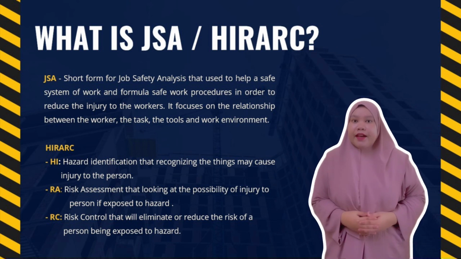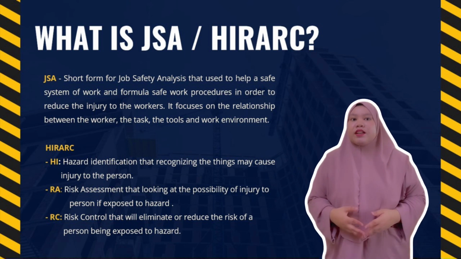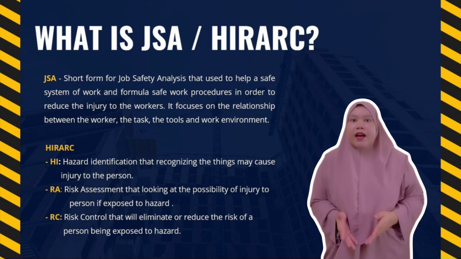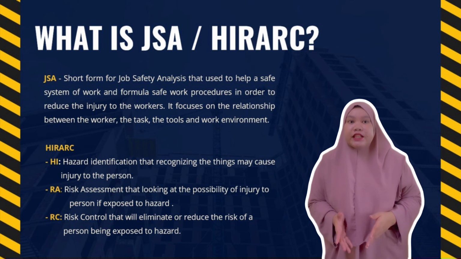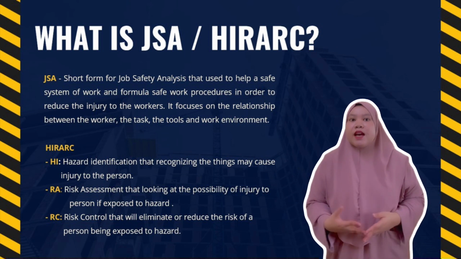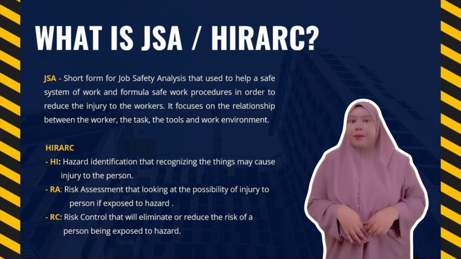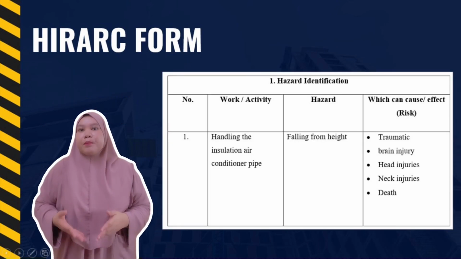Meanwhile, for Hirarc, HI stands for Hazard Identification, recognizing the things that may cause injury to a person. RA is risk assessment, looking at the possibility of injury to a person if exposed to the hazard. And RC represents risk control, which will eliminate or reduce the risk of a person being exposed to the hazard. Let's make it short.